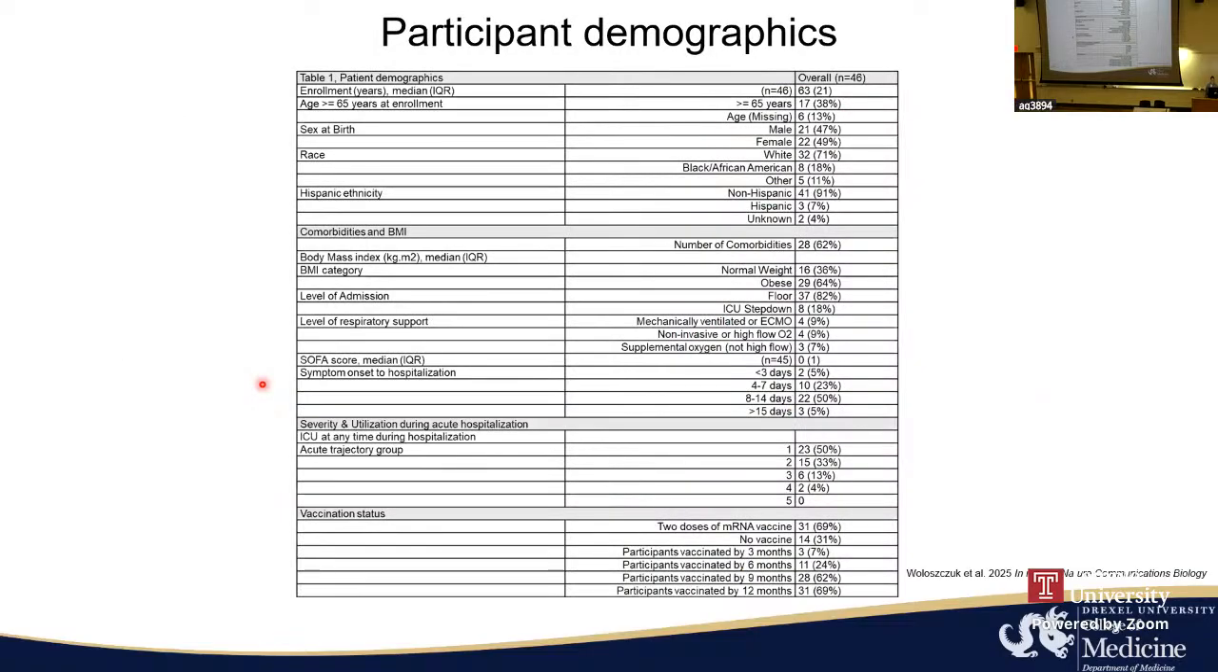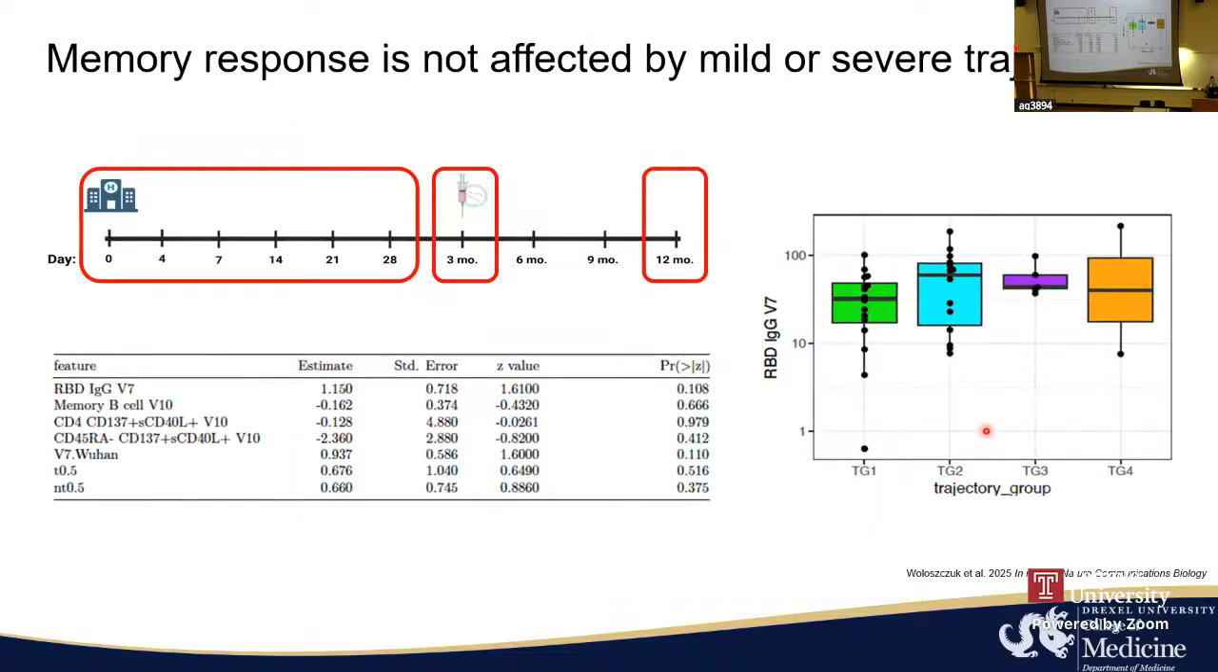And I would just like to point out what I previously mentioned, that in our study of 46 participants, this was kind of the breakdown. Most of them were trajectory 1, which is mild illness. They went to the hospital and were out in a few days, versus trajectory 4, which is mechanical ventilation and severe COVID-19. As I mentioned, one of the first things we looked for was if patient trajectory influenced the strength of memory B and T cell responses.